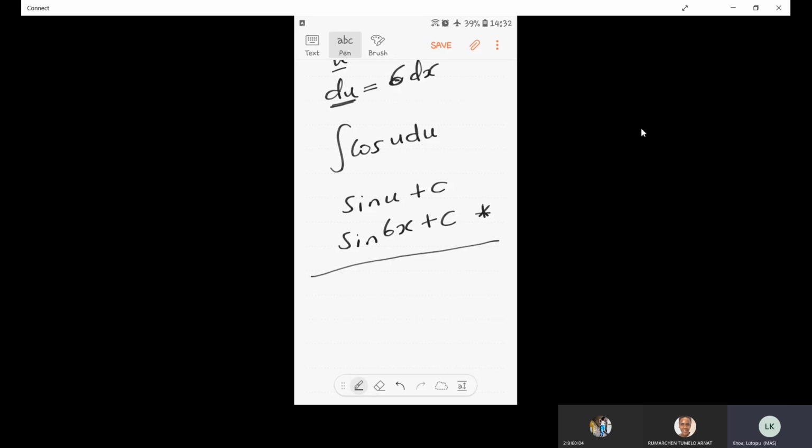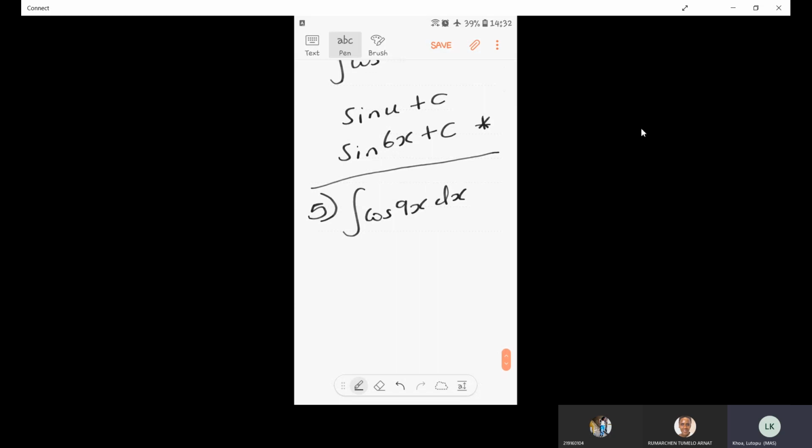Then number 5, the integral of cos of 9x dx. So this one is a little bit different, but our approach will be the same. This time I will let 9x equal u. So I will say u is equal to 9x. And then I will differentiate: du is equal to 9 dx.